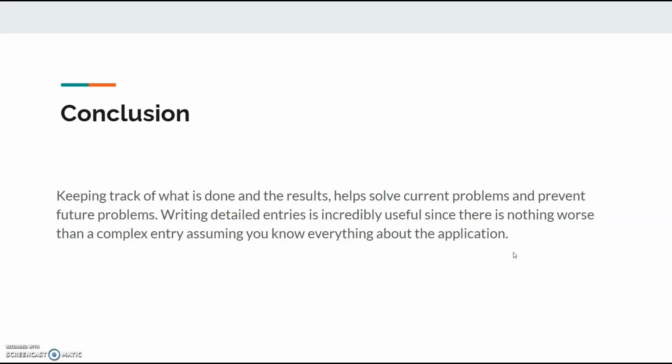Conclusion. Keeping track of what is done and the results helps solve current problems and prevent future problems. Writing detailed entries is incredibly useful, since there is nothing worse than a complex entry assuming you know everything about the application.